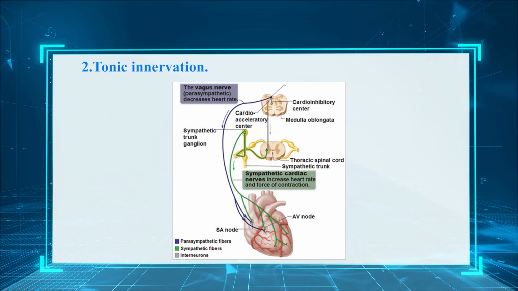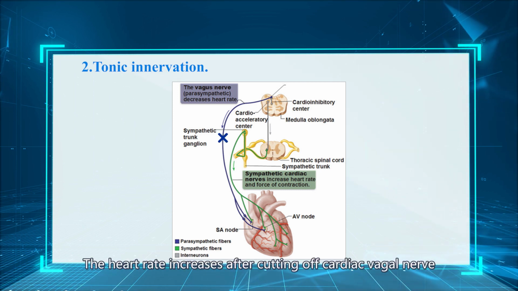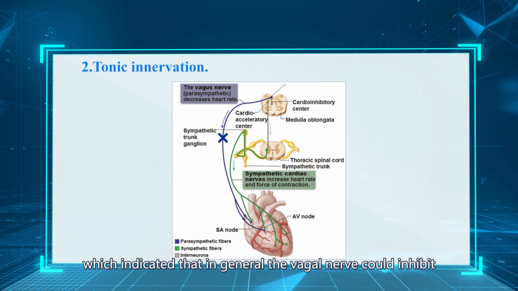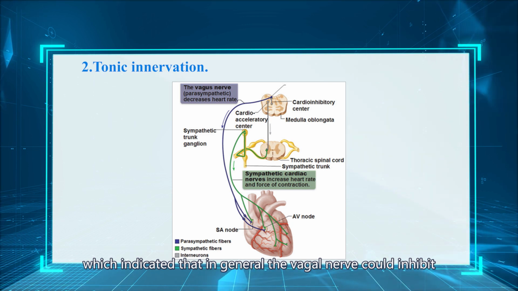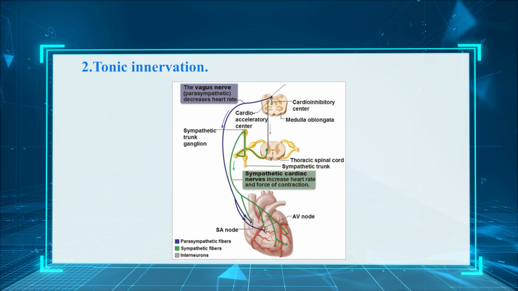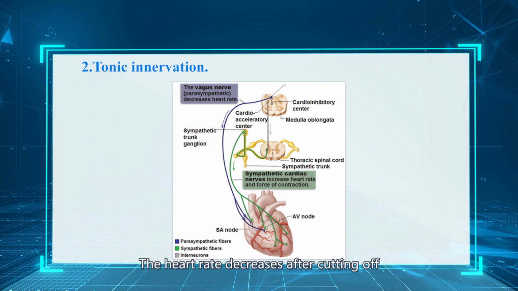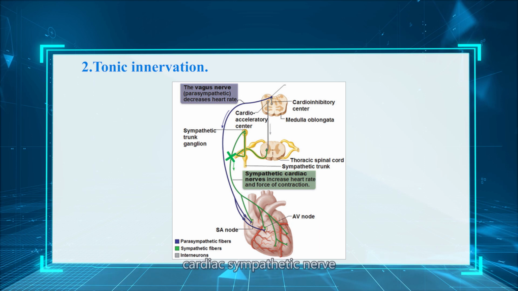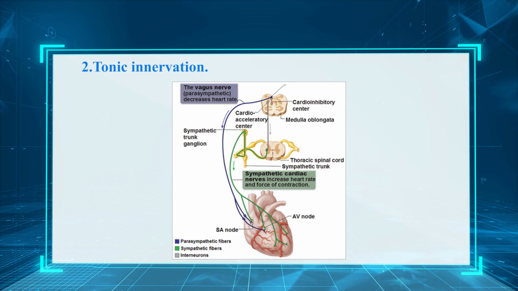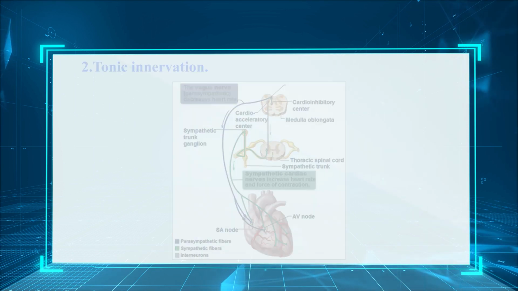For example, the heart rate increases after cutting off the cardiac vagal nerve, which indicates that, in general, the vagal nerve could inhibit the heart activity through tonic innervation. The heart rate decreases after cutting off the cardiac sympathetic nerve, which indicates that the cardiac sympathetic nerve could excite the heart activity through tonic innervation.